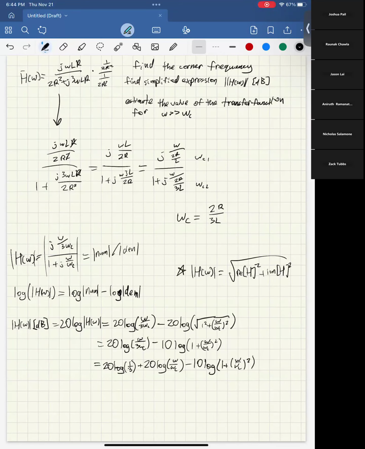Okay, I'm gonna take a sip of water. So this would be your simplified log form.